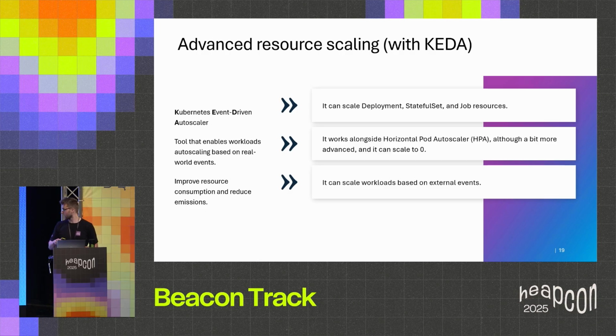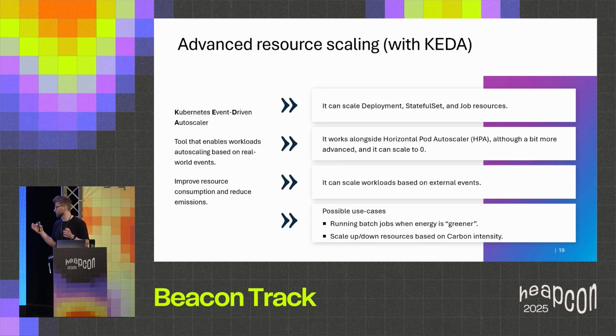As I said, it can scale workloads based on external events. Possible use cases: you can run batch jobs when energy is greener. So what does that mean? Basically, when energy in the system is coming from renewable sources, and/or scale resources up and down based on carbon intensity. So whenever we get our electricity from something that is not that clean, such as hard coal, like in Serbia, unfortunately, you can scale resources up and down based on that.